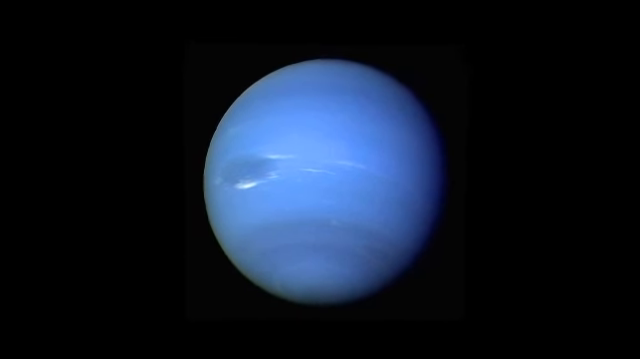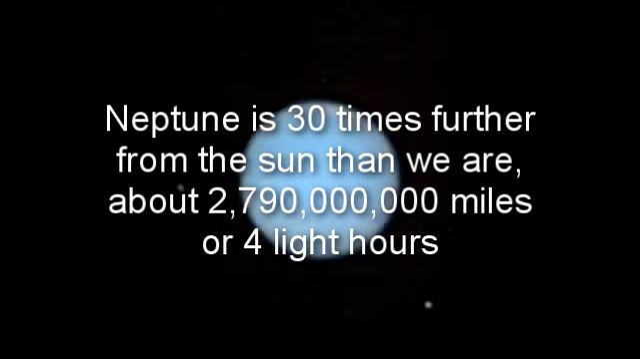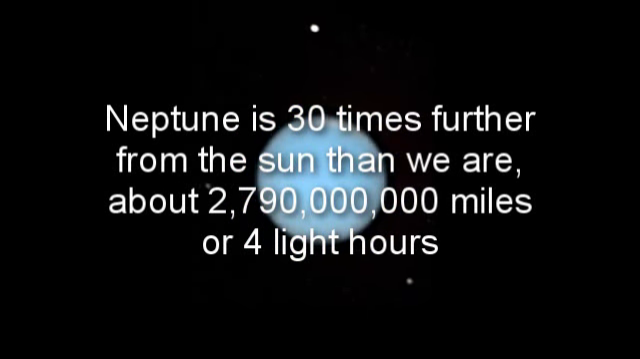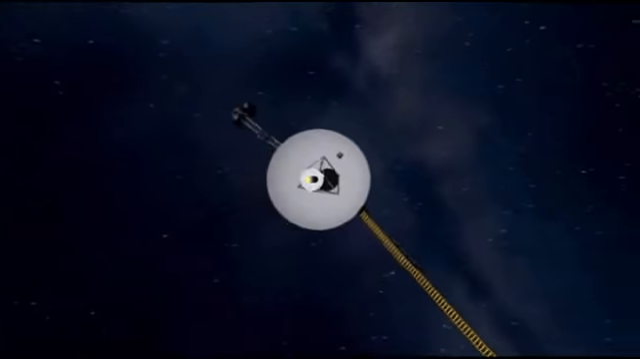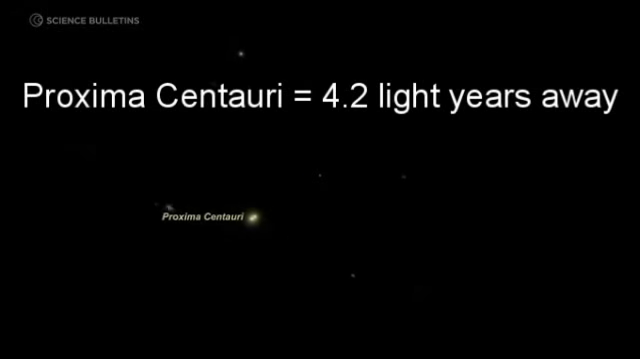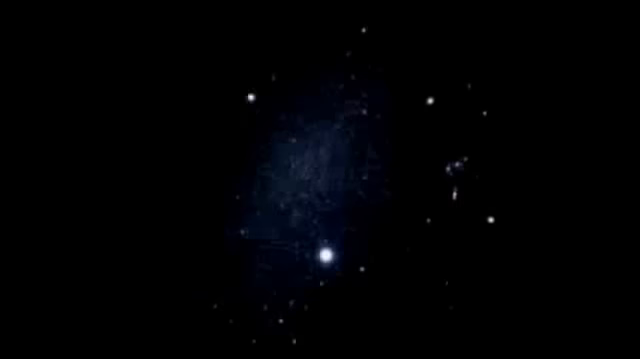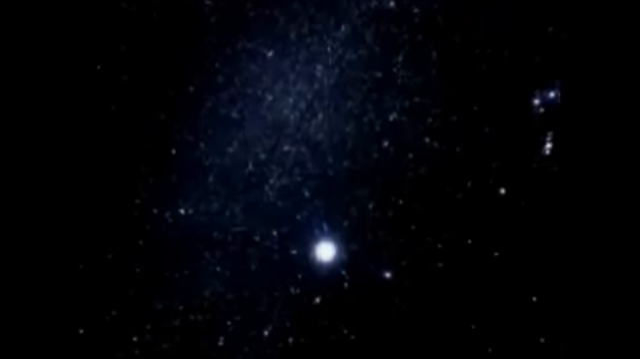Neptune, the outermost large planet in the solar system, is 30 times as far as we are from the Sun, which is about 4 light hours. The furthest man-made objects, the Voyager space probes, are currently about 4 times further than Neptune, which is still less than 1 light day. But this distance is tiny in the grand scheme of things. The closest star, other than our Sun, is Proxima Centauri, which is just over 4 light years away. Voyager 1 would take about 76,000 years to get there, if it were heading in that direction.